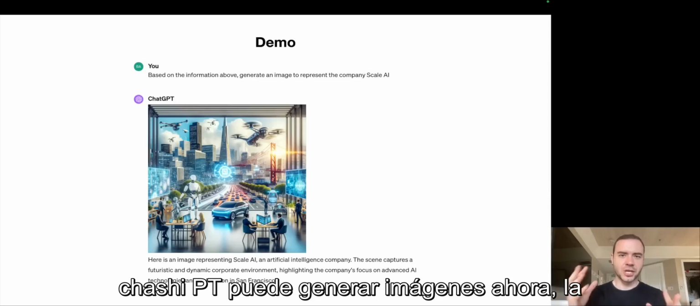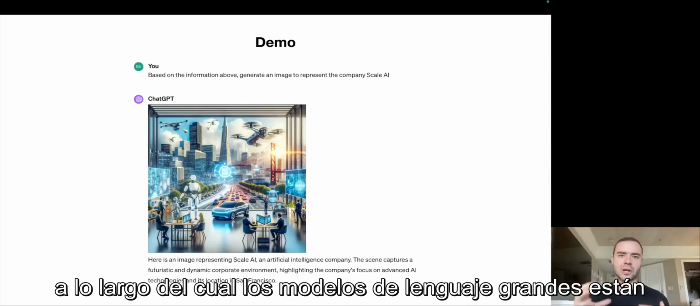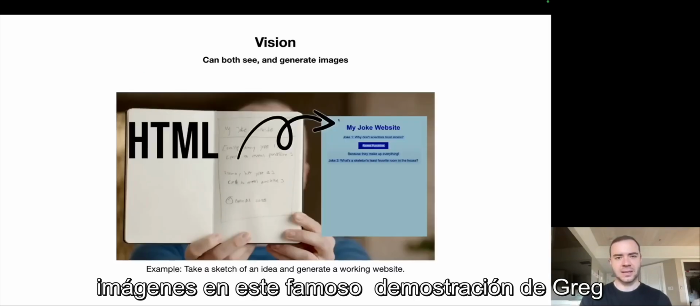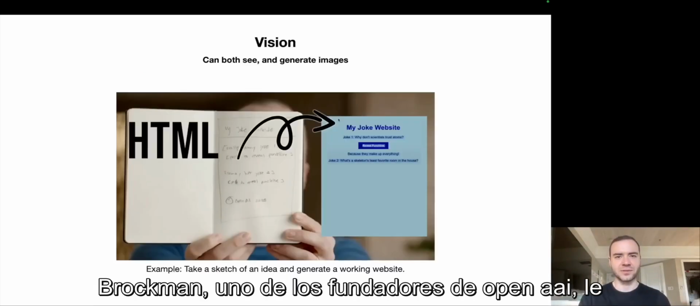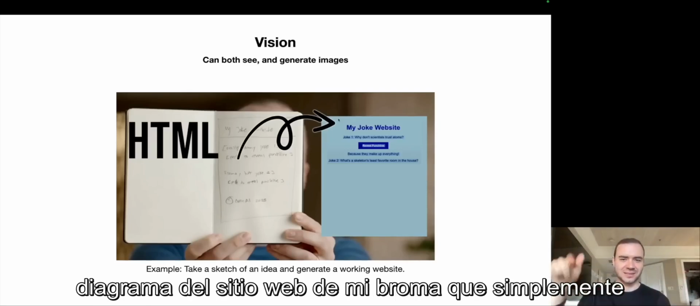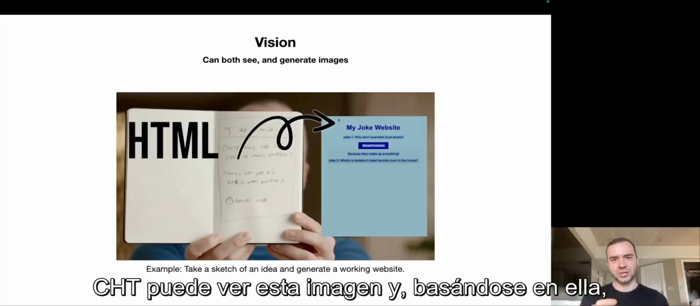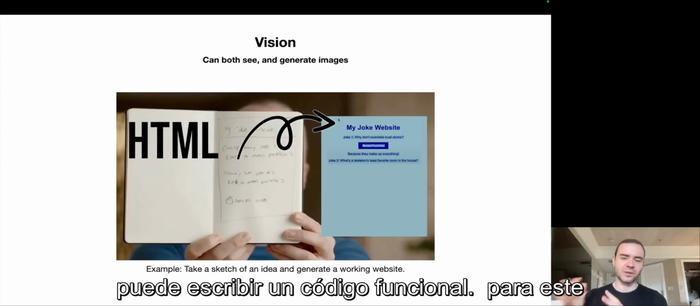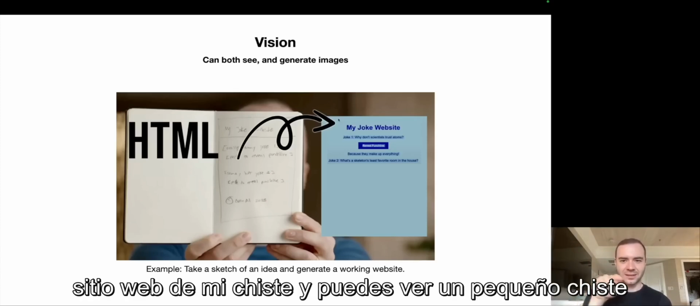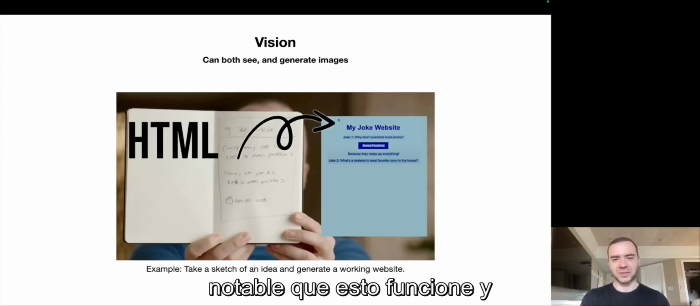Okay, so I've shown you here that ChatGPT can generate images. Now, multimodality is a major axis along which large language models are getting better. So not only can we generate images, but we can also see images. In this famous demo from Greg Brockman, one of the founders of OpenAI, he showed ChatGPT a picture of a little MyJoke website diagram that he had sketched out with a pencil. ChatGPT can see this image, and based on it, it can write functioning code for this website. It wrote the HTML and the JavaScript. You can go to this MyJoke website and see a little joke and click to reveal a punchline, and this just works. So it's quite remarkable that this works.